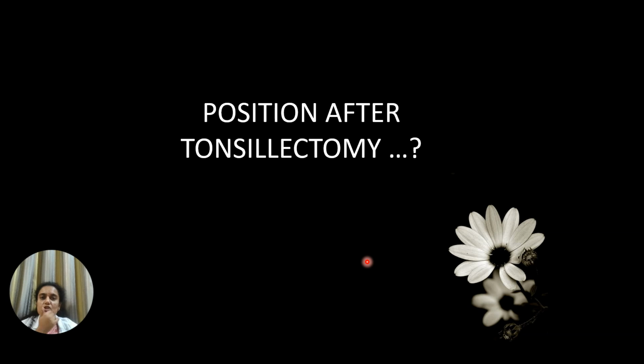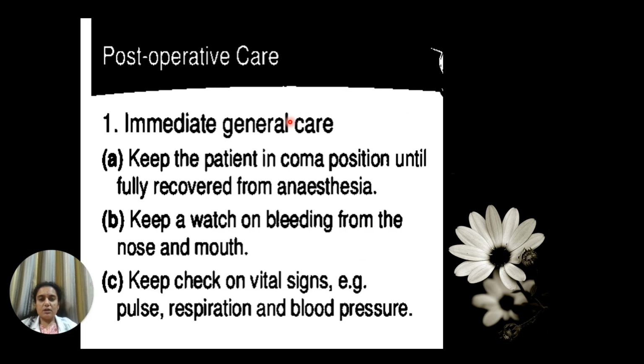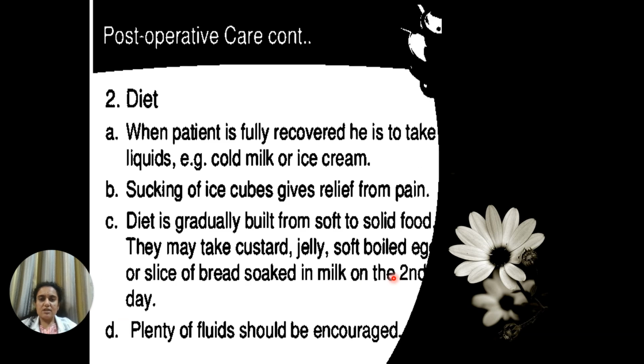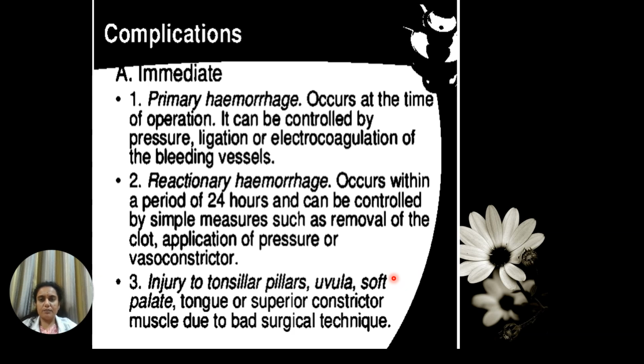So what is the position in which patient has to be kept after tonsillectomy? Preferably in the left lateral position, because in this position the aspiration of clots is prevented into the airway. Immediate postoperative care, we have to watch for the bleeding, keep a check on the vital signs. We have to put the patient on a liquid diet, ice cold liquid diet, so that it helps in control of the bleeding as well as pain. So we can give them plenty of fluids as well. Oral hygiene, gargling is given, antibiotics are given, analgesics are given.